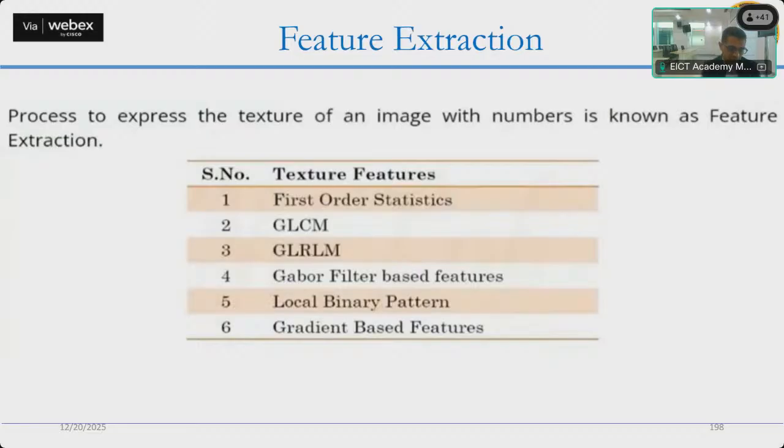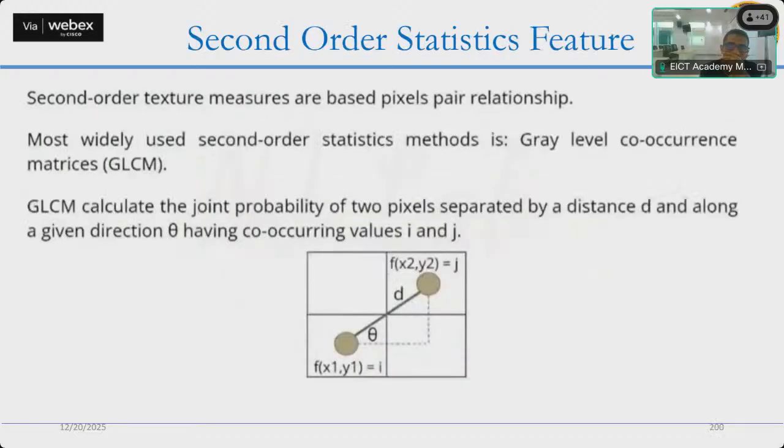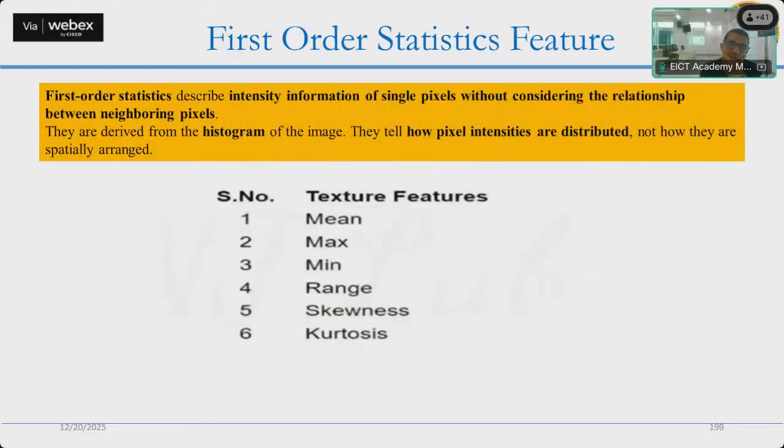So what we are saying here is that first order statistics is used, that is the mean; then GLCM, Gabor filter based features, and local binary patterns, that is a gradient based feature. Why are we saying first order statistics? When we take many values, this is one of the simplest ways, first order statistics.